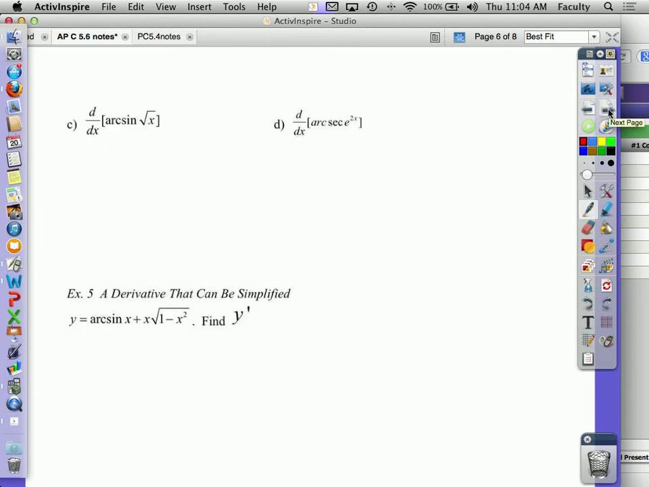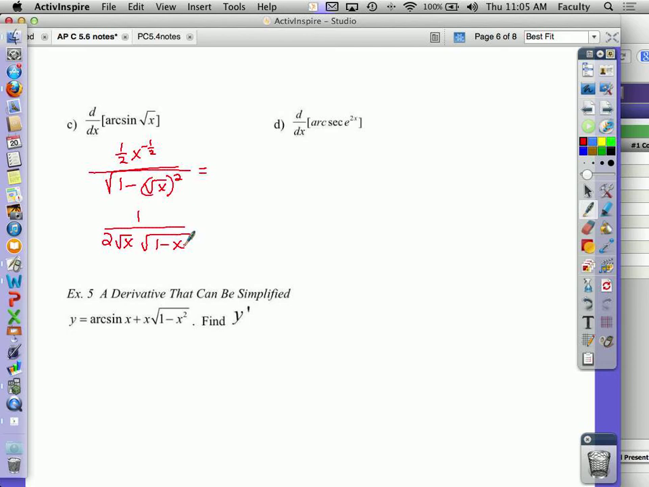Okay, letter C. The derivative of arc sine square root x. Well, for the square root of x, I bring down the power and decrease the power by 1, over the square root of 1 minus the square root of x squared. Now don't let this bother you. We've been dealing with complex fractions enough. The 2 and the square root both come down, right? So that's 1 over 2 square root x times the square root of 1 minus x. That's it. And you don't rationalize. We're not going to worry about rationalizing.